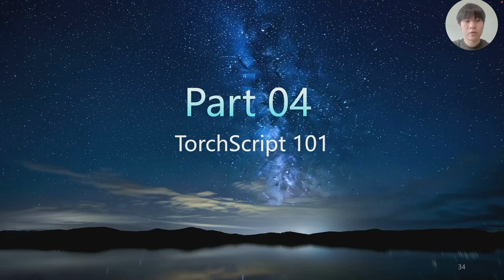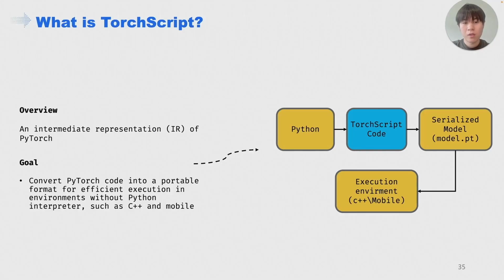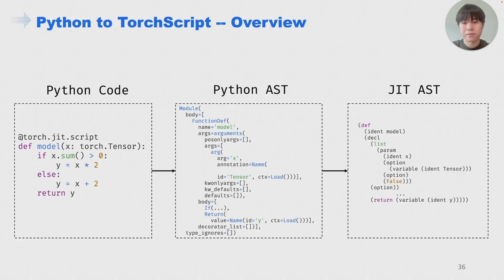Hello everyone, this part will cover the basics of TorchScript and its code implementation. TorchScript is used for deploying models in environments without a Python interpreter, such as C++ and mobile. It can be compiled from Python code through scripting or tracing, and saved as a PT file, which can be loaded and run in C++ and mobile. The save and load process involves serialization. I will explain how Python code is compiled to TorchScript, the serialization and deserialization process, the structure of PT files, and finally how it executes.